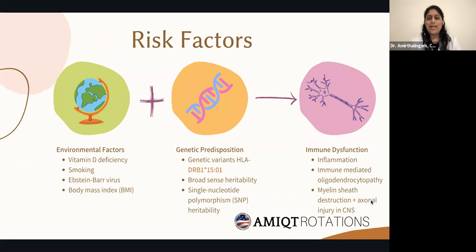So this is just a one-page summary slide to indicate that environmental factors in association with genetic predisposition lead to this immune dysfunction. Other environmental factors that are also currently being examined are low vitamin D, smoking, exposure to Epstein-Barr virus, and BMI. The immune process here is demyelination and axonal degradation in the central nervous system.